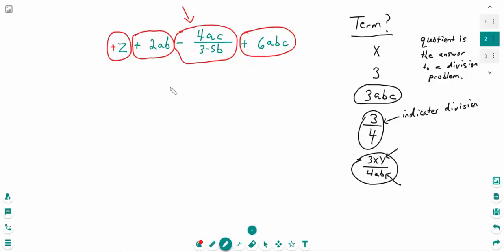Excellent. Let's see here. Moving on. I think that pretty much settles terms. Let's move on to the next section.